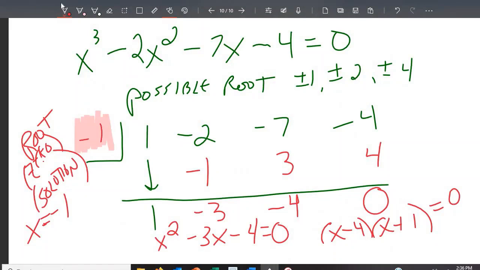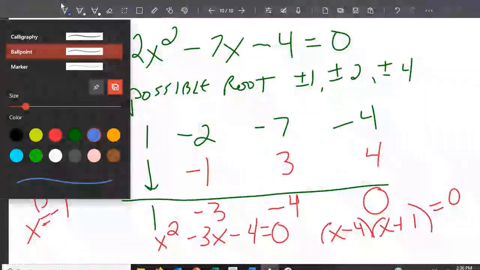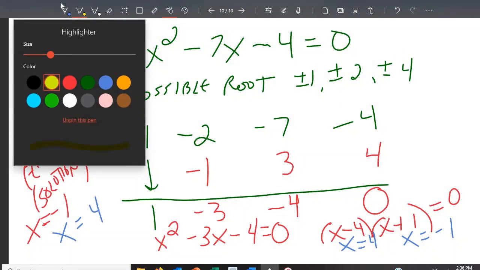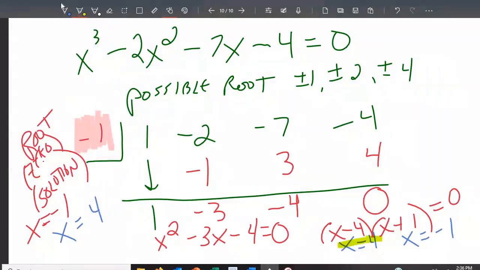Now, we already know how to do this. This is going to be x equals 4. And this is going to be x equals negative 1. Well, I've already got negative 1. So my other answer is x equals 4. So that's one of my answers. I already had the negative 1. So this one has 2 answers.